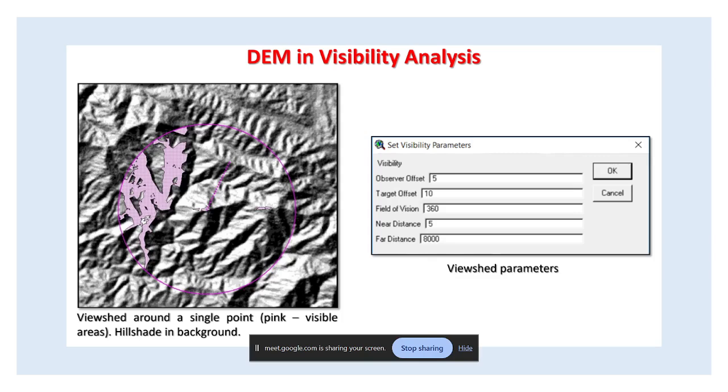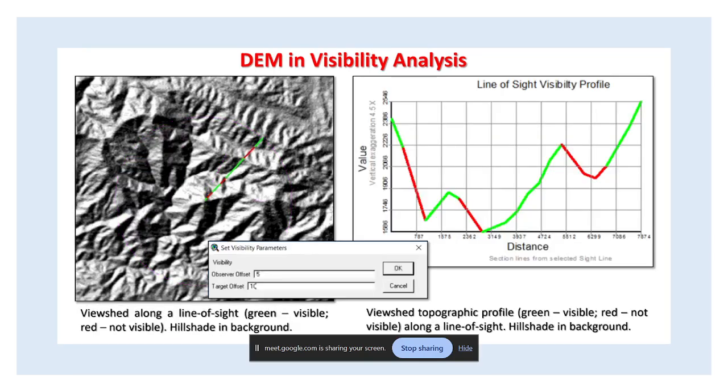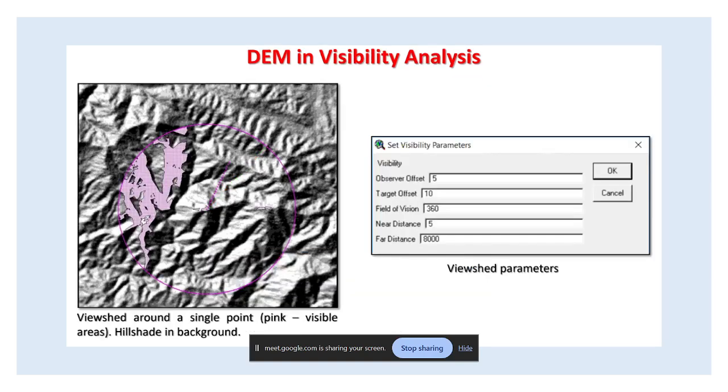Now here, earlier you just had to give an observer offset and a target offset. But here you can see even the field of vision you can change. For instance, this is a 360-degree vision you have given. If you want to just have a 30-degree vision, you can adjust that. Even the near distance you can control, the far distance you can control. So according to your requirement, how far you want to see, or at what angle or exposure you want to see, all those things can be adjusted in order to do this visibility analysis.